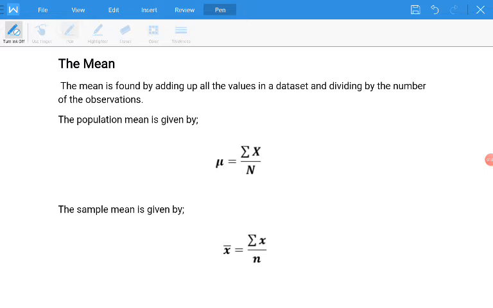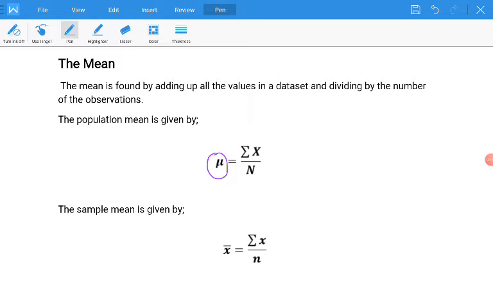So the mean is found by adding up all the values in the dataset and dividing by the number of the observations. So the population mean is usually denoted by mu. This sign is called mu. In statistics, it usually stands for the population mean. We will discuss more about populations and samples in another lesson.